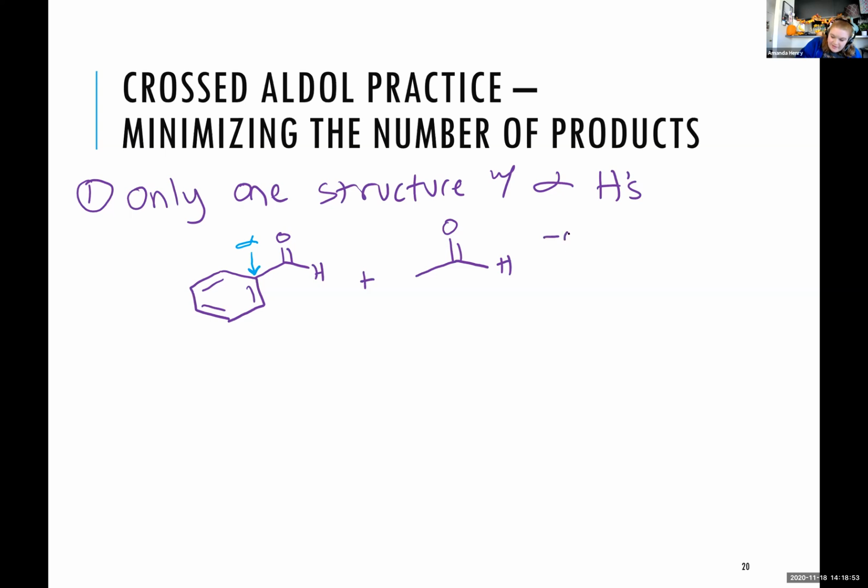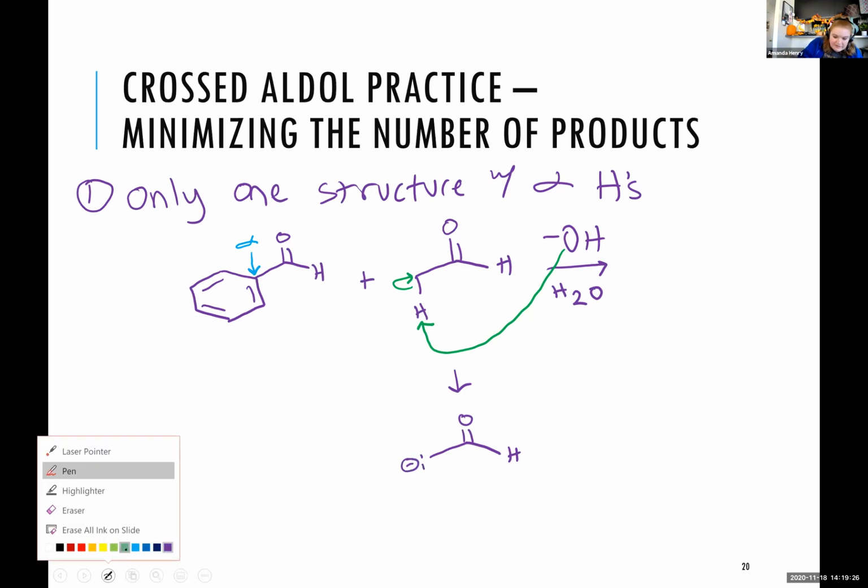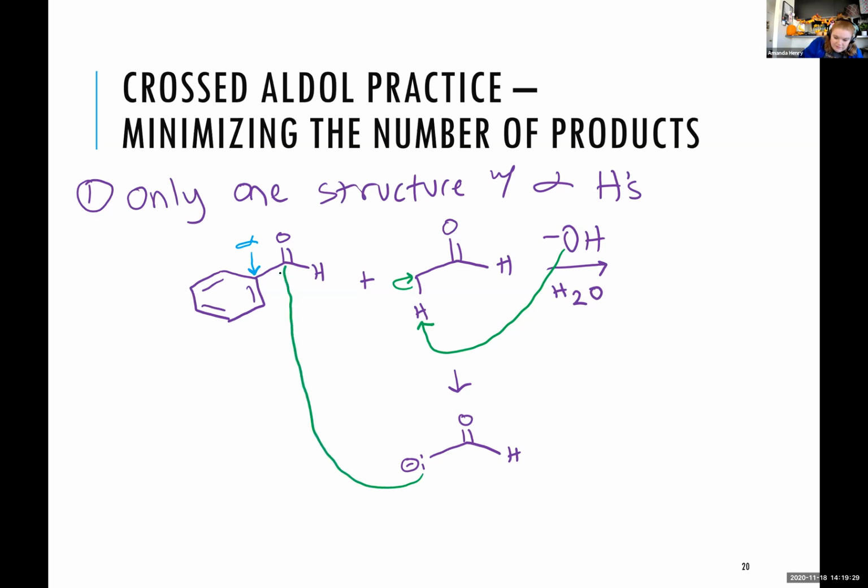So when we react it with another aldehyde and we add in some base, I'm going to add in my hydrogen right here, my alpha hydrogen. My base is going to grab onto that hydrogen because it's the only acidic hydrogen out of either one of those structures. We create our enolate, and then our enolate can bond to the carbonyl of the other aldehyde, the one without any alpha hydrogens.